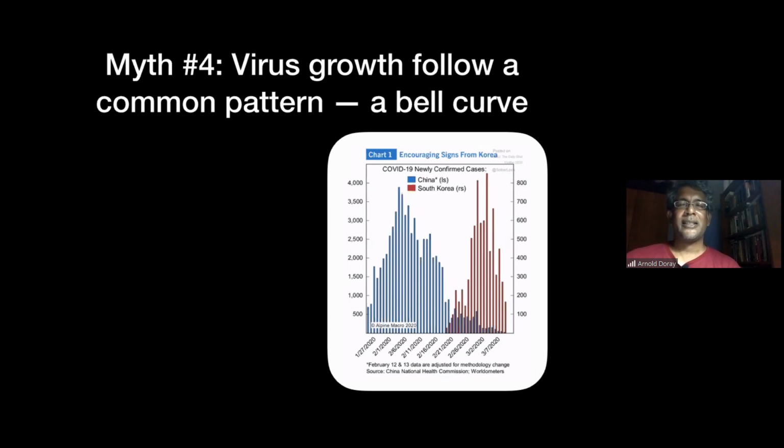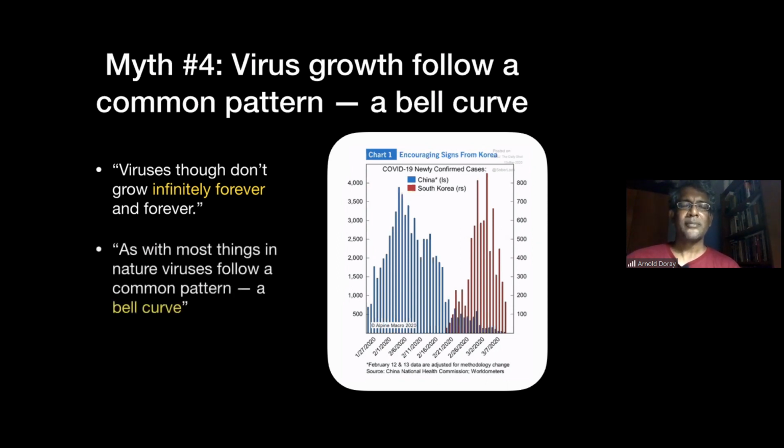Myth number 4 is that viruses follow a common pattern, what he calls a bell curve. Now, we all know what a bell curve is. And his point is that viruses don't grow infinitely forever and ever. And that's true, because the most you can grow is the size of the population you can infect. And the second point he makes is that, as with most things in life, in nature, viruses follow a common pattern, which is a bell curve.